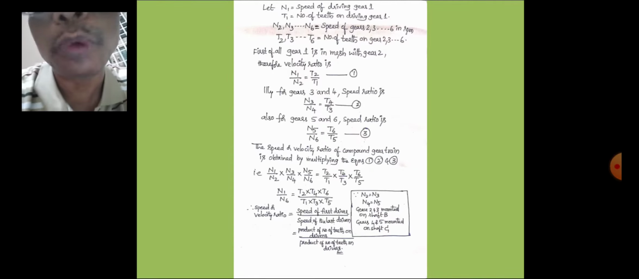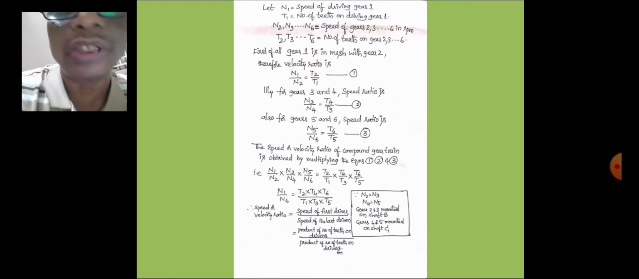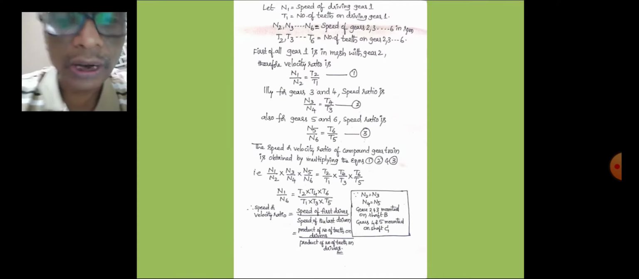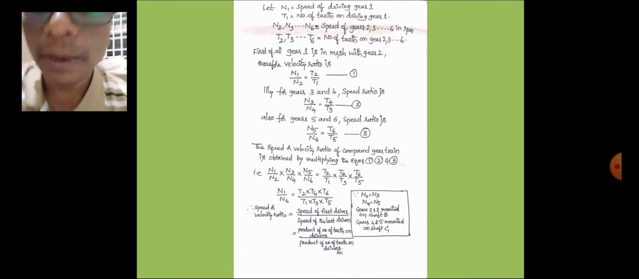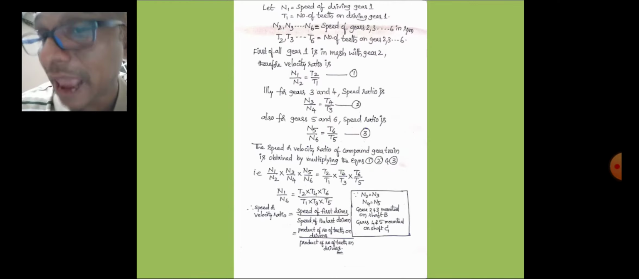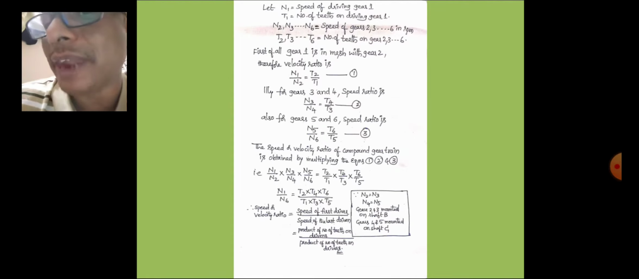So in between 3 and 4, the velocity ratio is N3 by N4, which is equal to the reverse, T4 by T3. Similarly, when gear 4 rotates, gear 5 is also rotating in the same direction and with the same speed. When gear 5 rotates, it drives gear 6. Therefore, gear 5 is driving gear 6.